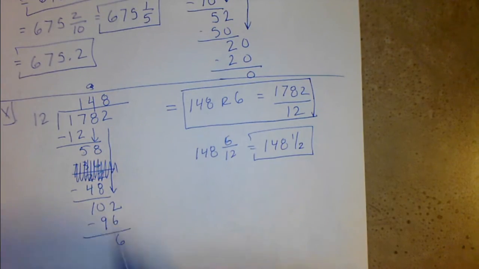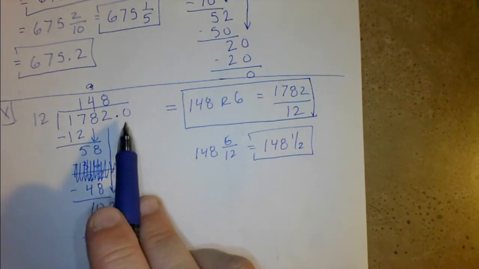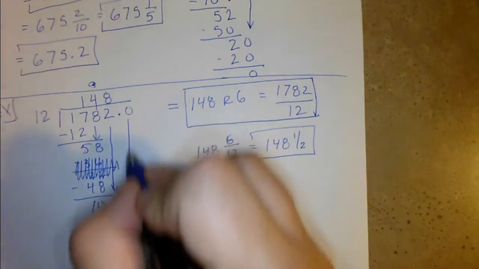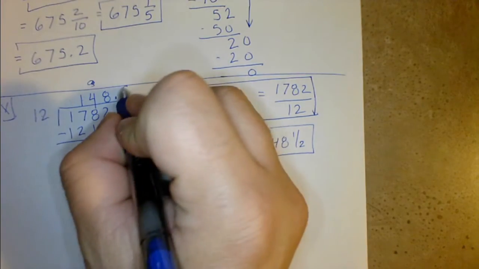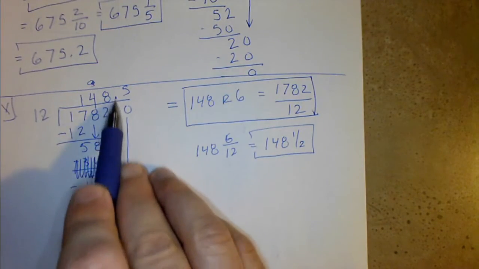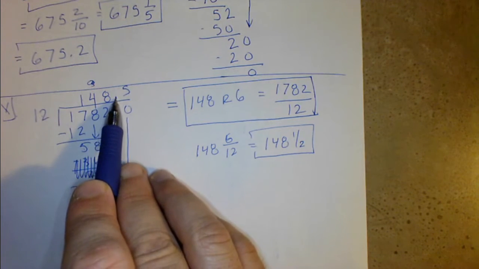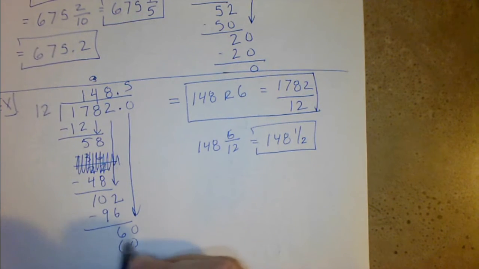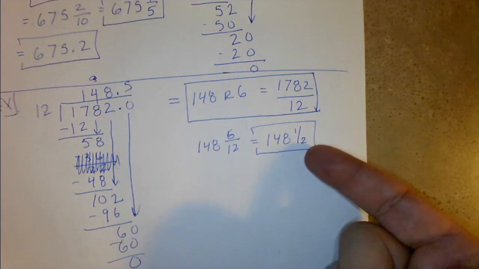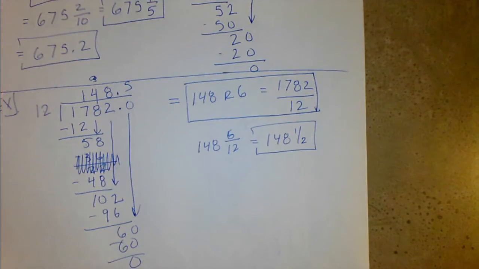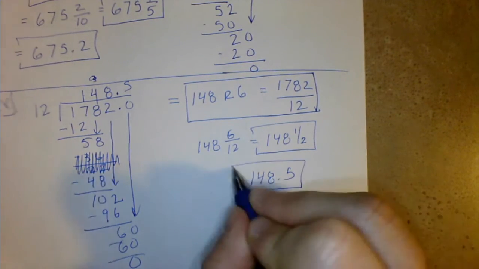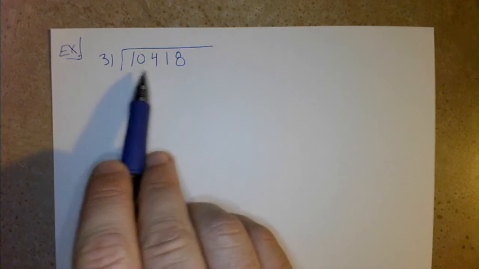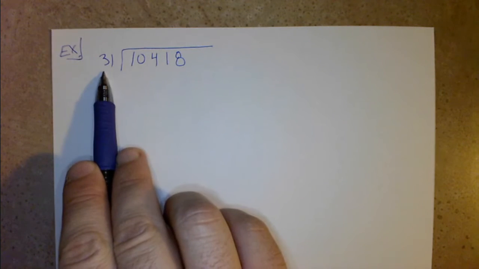Or if we want a decimal representation, I add an extra 0 at the end. I drop that down. 12 goes into 60 5 times. Don't forget to write a decimal point right above the one that we just created. 5 times 12 is 60, and now I'm done. Which should be no surprise because 1/2 is 0.5. And so I can also write this as 148.5. Okay, so now we have 10,418 divided by 31.